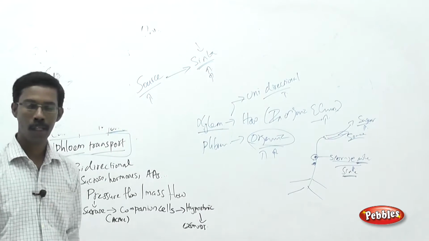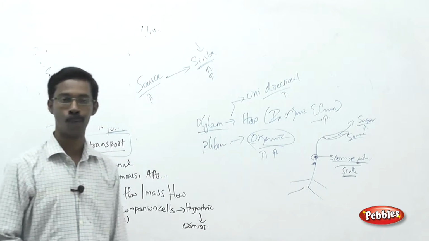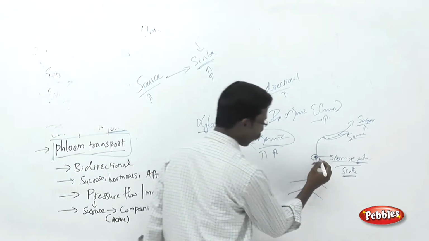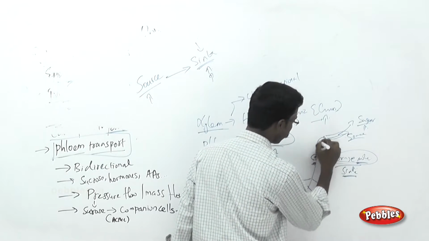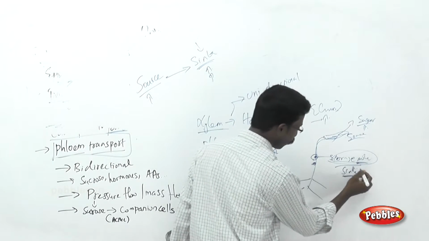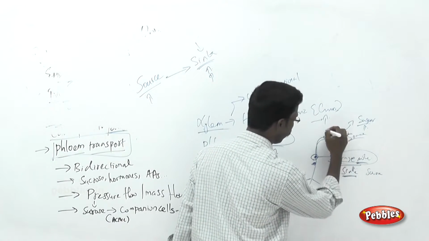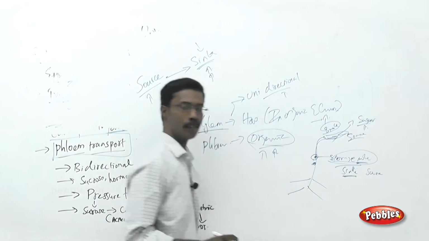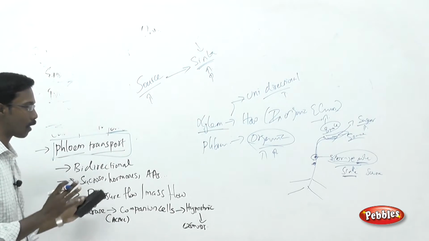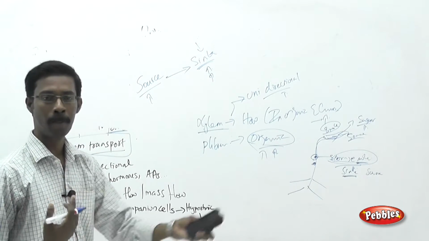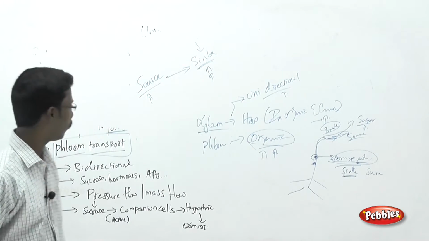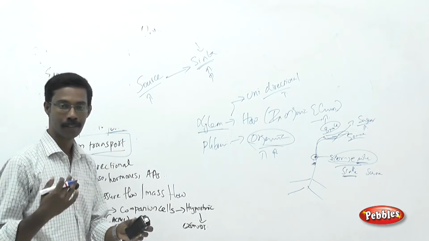At some point of time, the leaves cannot synthesize, or cannot do photosynthesis. At that time, the leaves need energy to survive. At that time, from the storage point, the sugar will be moved to the leaves, and the storage point will become a source and the leaves will become a sink. So the point you have to remember is that in phloem transport, the transport is bidirectional. It can be from any place to any place, or any point to any point, based on a requirement and a time duration.